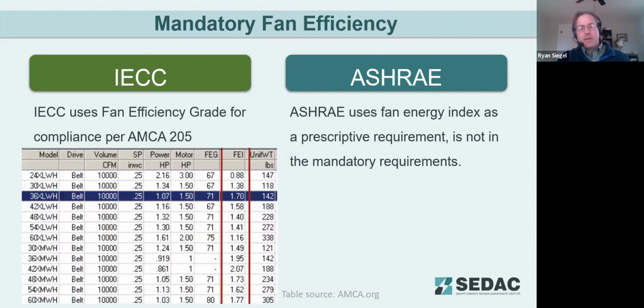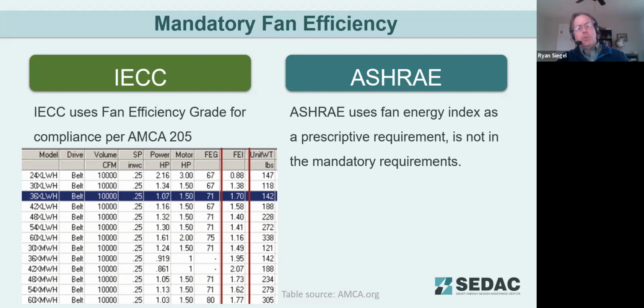So, fan efficiency, this is one area that is quite different between the two. The IECC uses the fan efficiency grade, or the FEG, whereas ASHRAE uses the fan energy index, or FEI. The fan energy index is a much better measure of the total fan system efficiency. Rather than just looking at the fan, it's actually looking at the entire system. That includes things such as your motor losses, your VFD losses, and accounting for different size fans that may go within a specific housing. So these may all have the same fan efficiency grade, but have dramatically different fan energy indices.